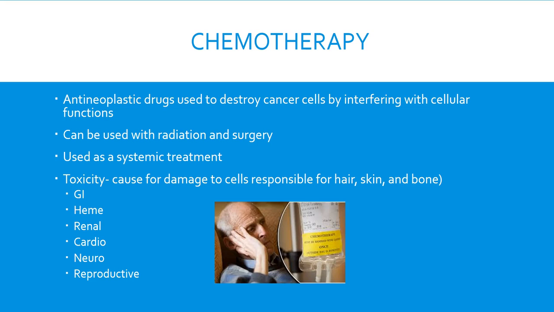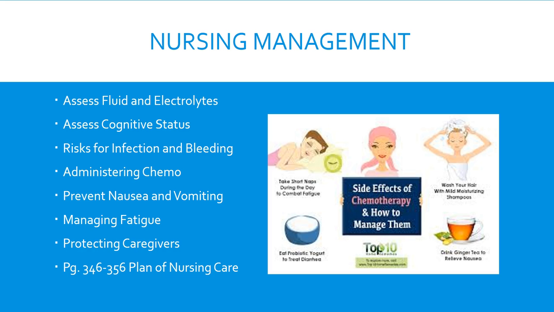So when you have cancer patients that are receiving chemo, you are looking at every single one of their blood works just to find out what's up and what's down and what needs to be replaced. And again, it's just basically taking pointers and then trying to correct an issue. So for nursing management, you're going to assess fluid and electrolytes, you're going to assess cognitive status, risk for infection and bleeding. Again, you are killing off everything, so it could be their plasma, platelets, or red blood cells, or you're also killing off the body's natural ability to actually fight off infection. You're going to administer chemo, you're going to prevent nausea and vomiting, manage fatigue, protect caregivers.